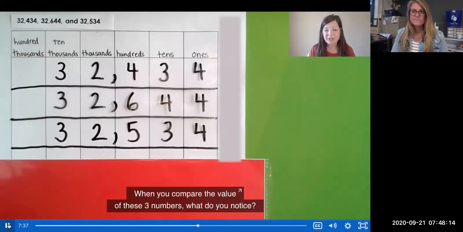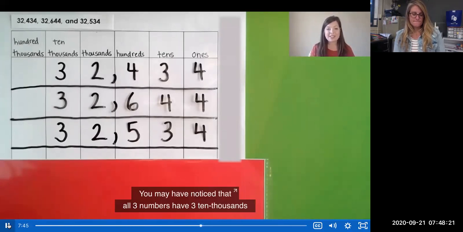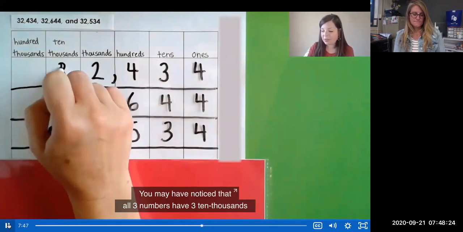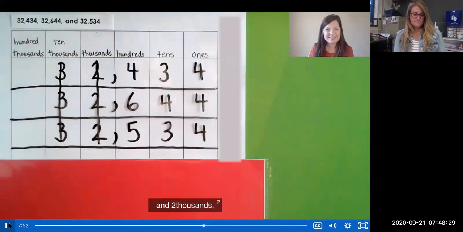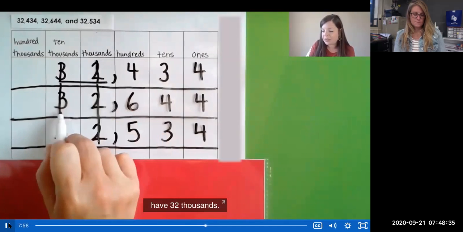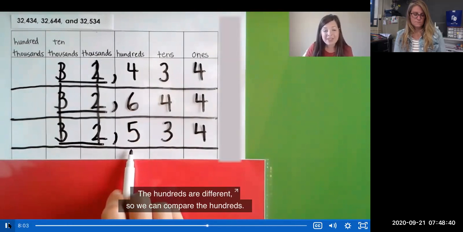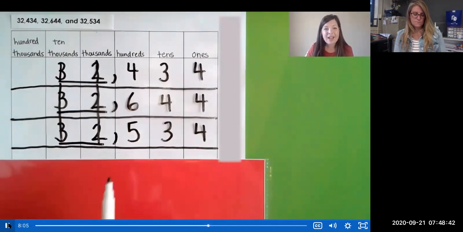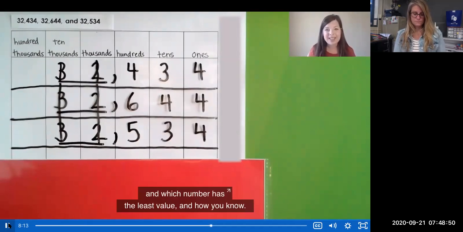When you compare the value of these three numbers, what do you notice? You may have noticed that all three numbers have 3 10,000s and 2 thousands. Or you may have noticed that all three numbers have 32 thousands. The hundreds are different, so we can compare the hundreds. Pause the video and say which number has the greatest value and which number has the least value, and how you know.